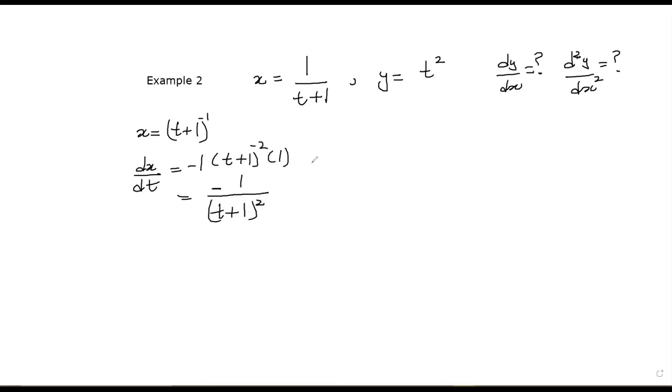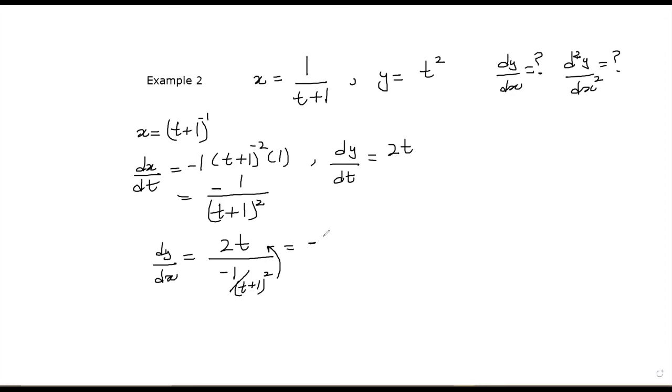Now we will find dy over dt as well, which is going to be 2t. And as we just did before, we divide dy over dt by dx over dt in order to find dy over dx. Now we need to rearrange this a bit, because this is being divided in such a way that we can move this upside. So this will be our final result.